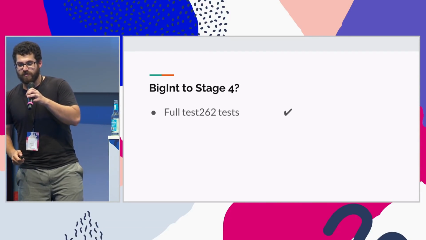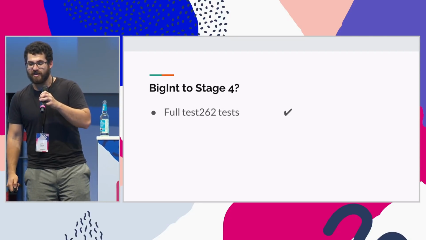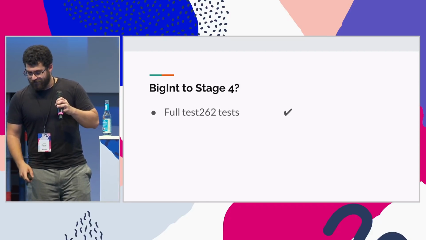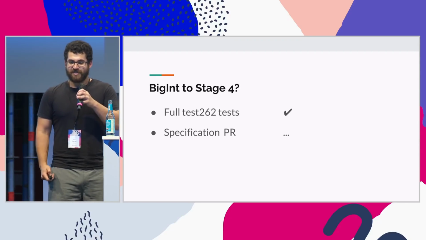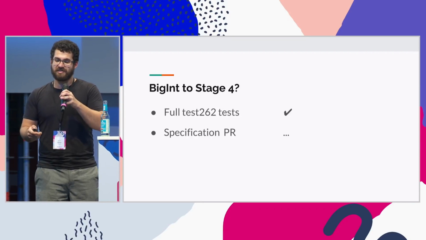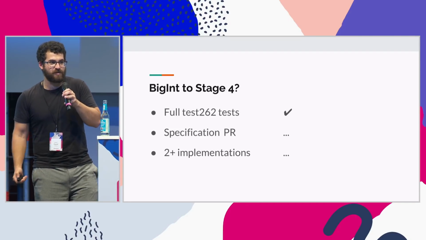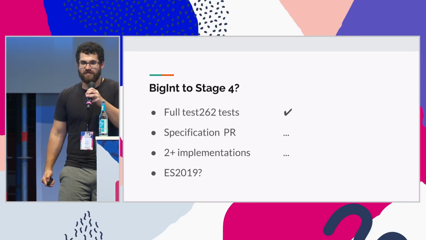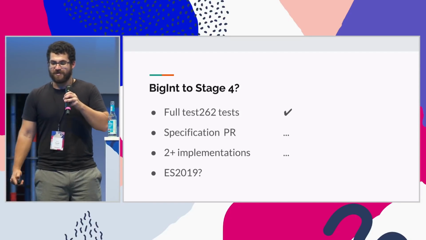To get to stage 4, what we're going to need is full test262 tests. There's a conformance test suite that verifies that implementations are working right. So we have those conformance tests. A pull request to the main specification to pull this in. Well, there's still a little bit more refactoring to do for that. And then 2 implementations, where we have one full implementation, but the next 2 are still in progress. So maybe we'll get this by ES 2019. We'll see. Or maybe ES 2020. I hope so.